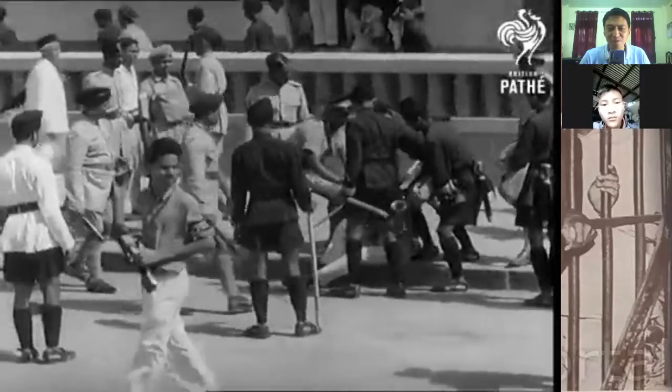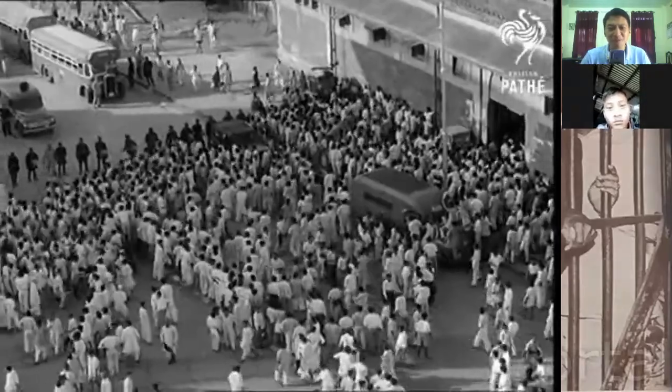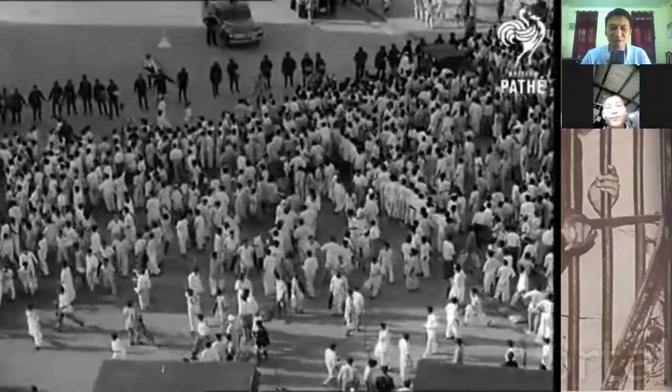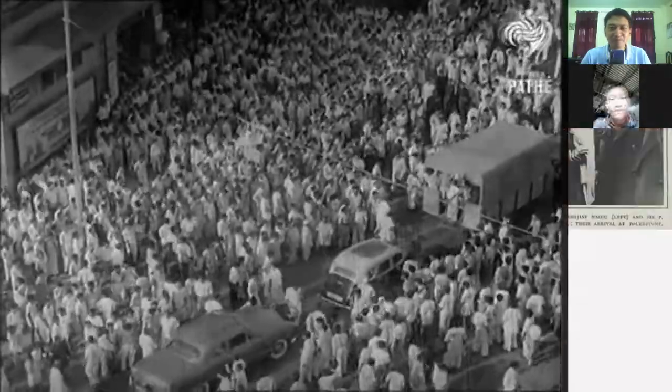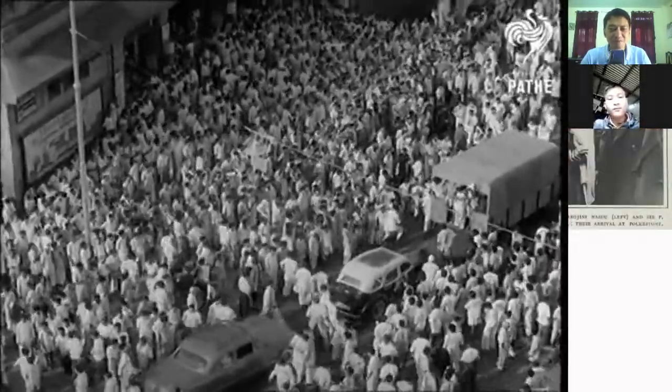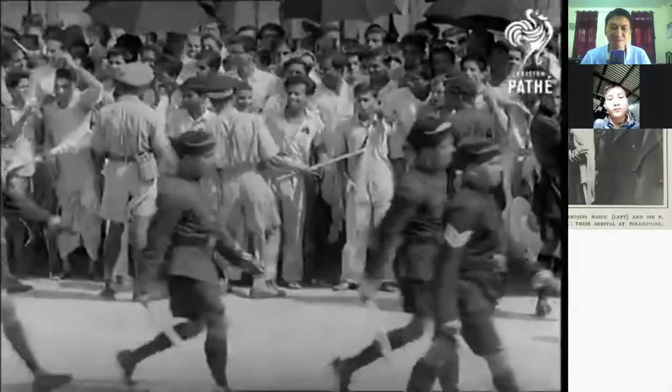The British responded the only way they knew how to respond, by force, and people suffered everywhere. A lot of repression was there. What does Gandhi do? Gandhi also realized that the people cannot sustain suffering forever.